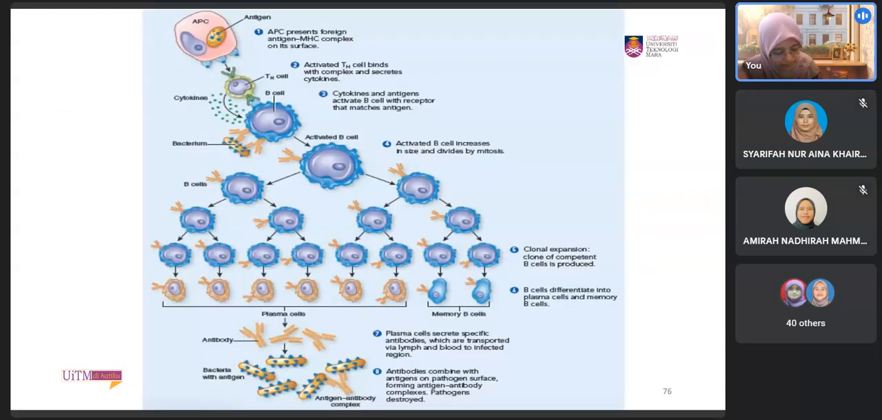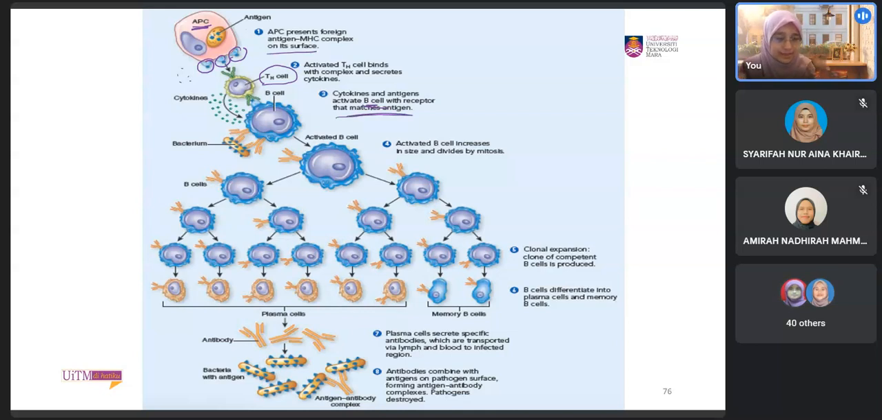So this, as you can see, diagram dia banyak. So jangan gelabah, just tengok dia satu per satu. So you have the APC. The APC presents foreign antigen MHC complex on its cell surface. So ini adalah antigen MHC complex yang biru ni. Then activated helper T cell binds with complex and secretes cytokine. So this is the helper T cell that interacts with the APC. The helper T cell will then be activated by the cytokines released by the APC. So the helper T cell secretes cytokines to activate B cell with receptor that matches the antigen.